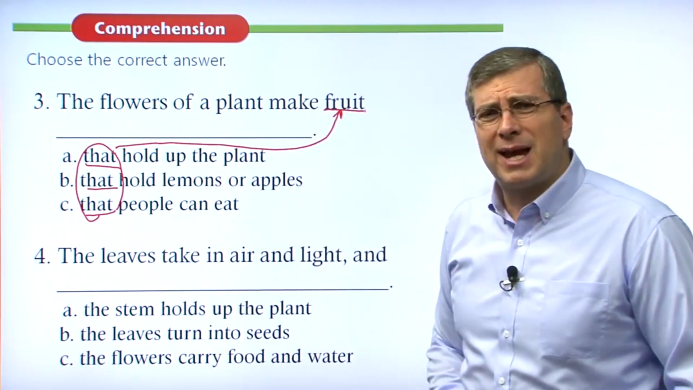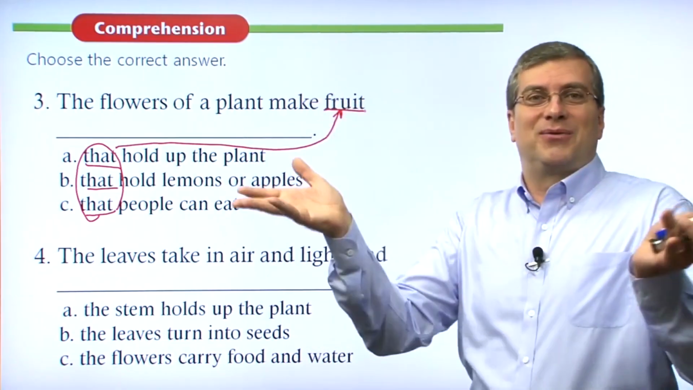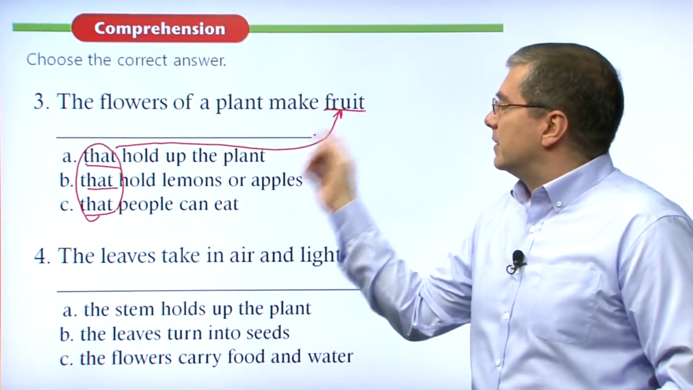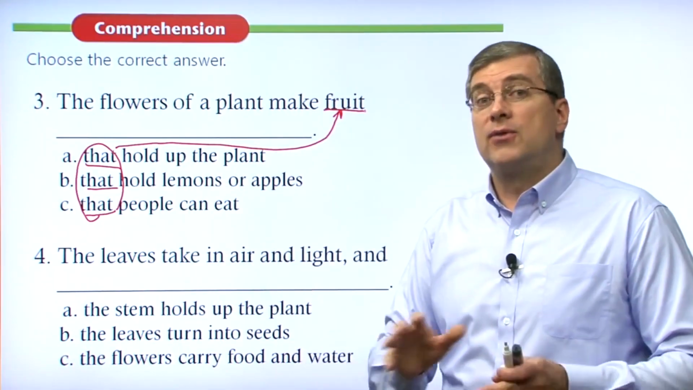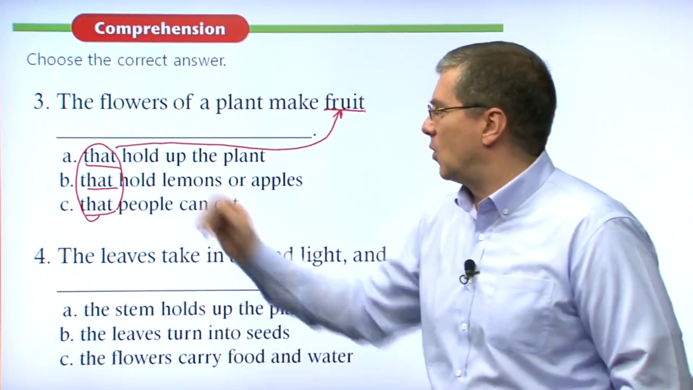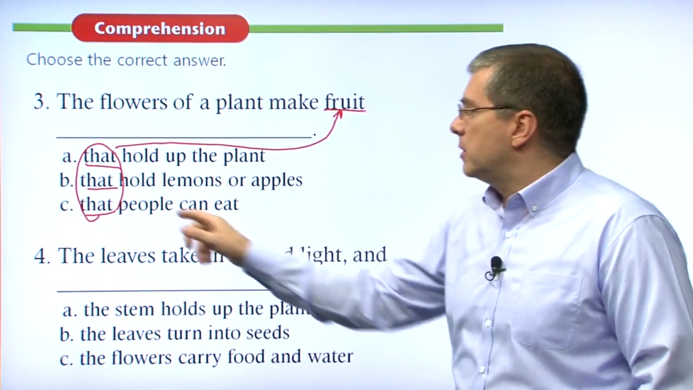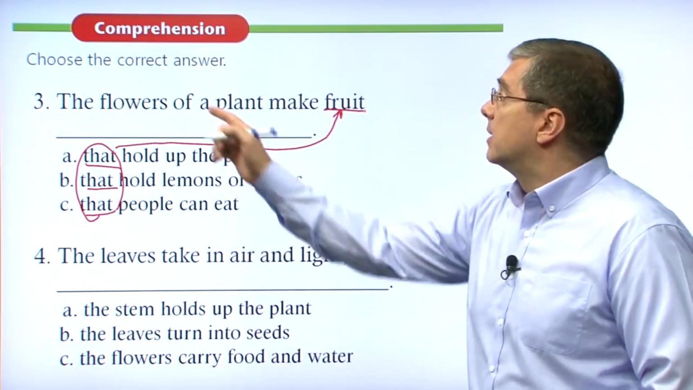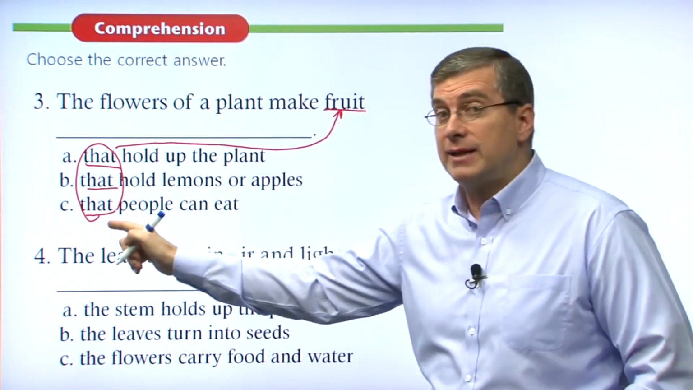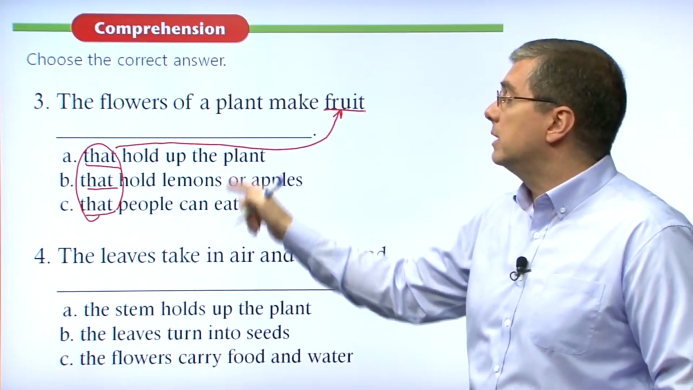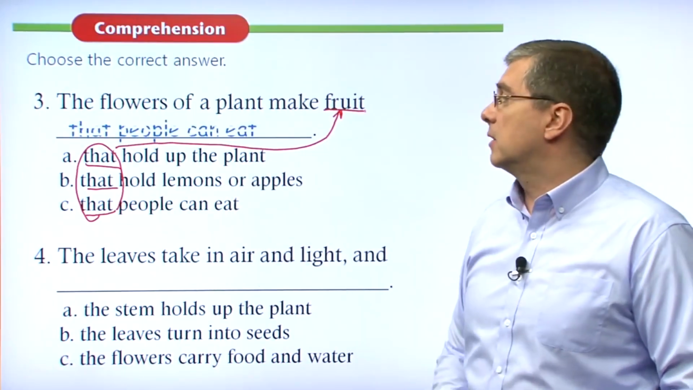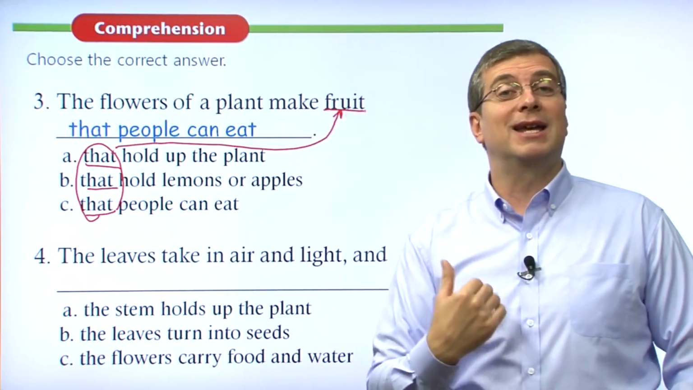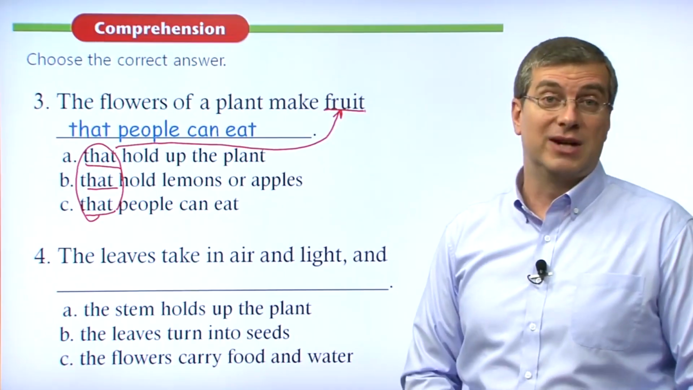Does fruit hold up the plant? No. The plant holds up the fruit, right? The stem holds up the plant, and that holds the fruit. B, does the fruit hold lemons or apples? No, the fruit is lemons or apples, so it doesn't hold lemons or apples. Is it true that people can eat fruit? That is true, so that is our correct answer. The flowers of a plant make fruit that people can eat. That is our only true statement, C, about fruit. So the answer is the flowers of a plant make fruit that you and I can eat. And we should eat it at least every day.